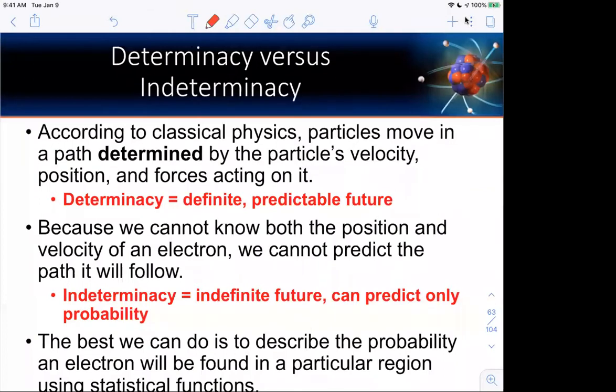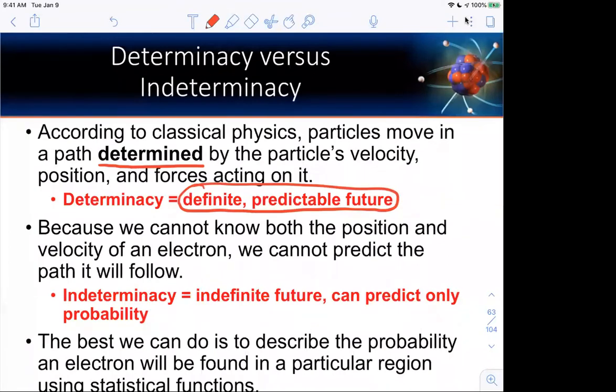So this comes back to these two terms, determinacy versus indeterminacy. According to classical physics, particles move in a path which is very easily determined if I know the particle's velocity, the position, and the forces acting on it. Something that acts with determinacy has a definite predictable future. So again, when I throw my baseball, it's very predictable, based on the velocity, the position, and the forces that act on it, where that ball is going to fall, right?